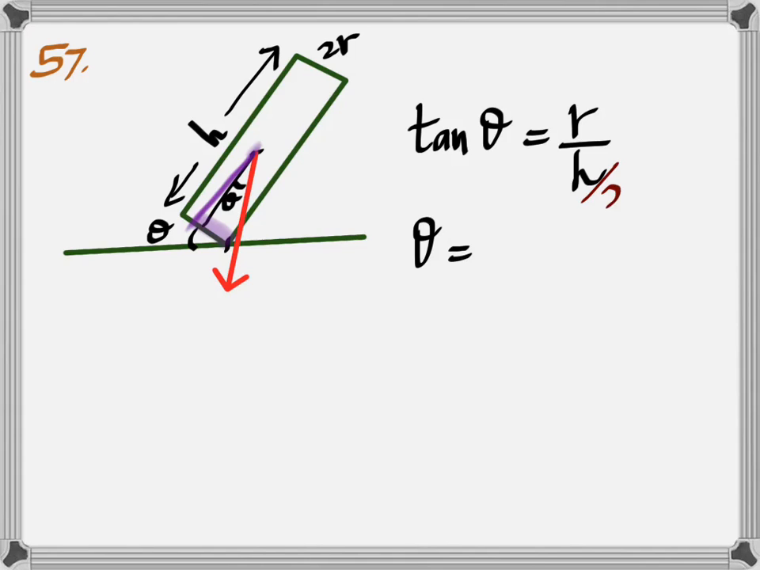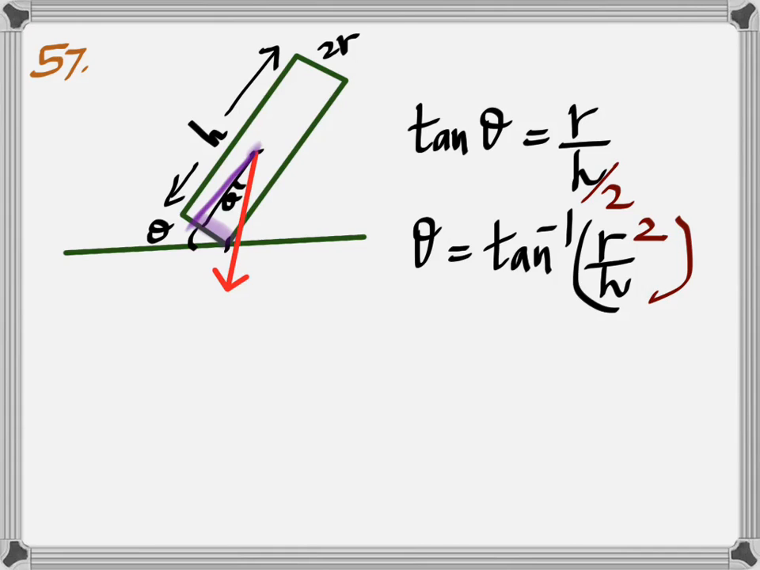Half of the height, okay, h by 2. Therefore, theta would be tan inverse of r by h by 2. Wouldn't it be 2 on the top? Oh, that's not r squared. That's r times 2 by h. Okay, so that's the answer, 2r by h. I just noticed that I didn't take half of the height. Didn't you? So it's 2r by h. Okay, so that's 57.